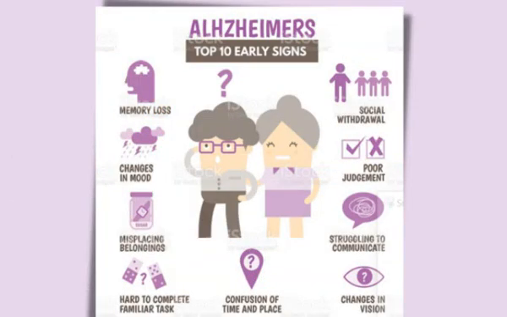So what are the top 10 early signs of Alzheimer's? They include memory loss, changes in the mood, misplacing belongings, and over time can degenerate to total social withdrawal and confusion of time, place, and person.